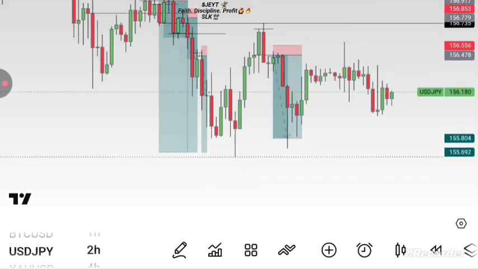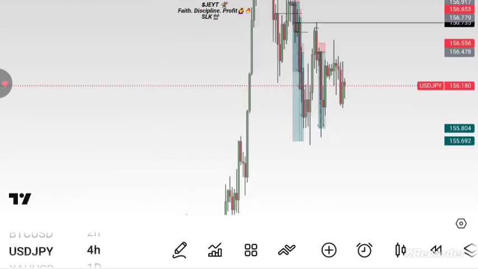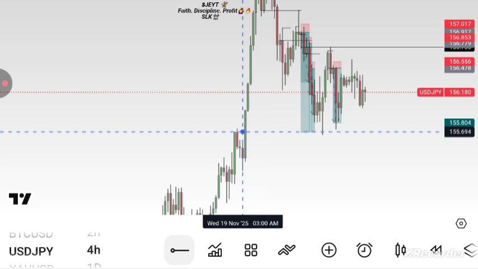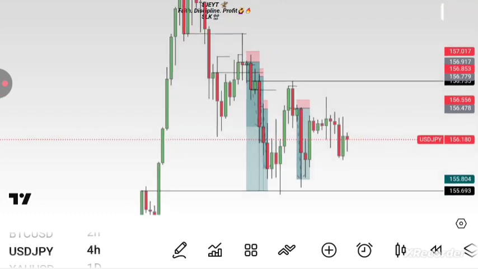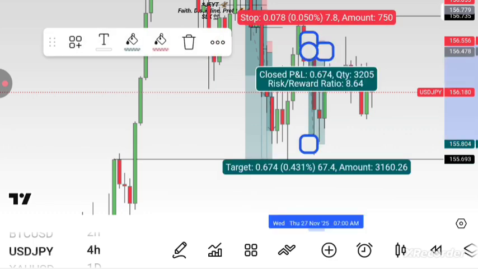The reason why I put my take profit there is because you already know that price is reacting from this 4 hours key level here. We already saw that price reacted from there and closed above. So you have to be very careful with your take profit and your stop loss.